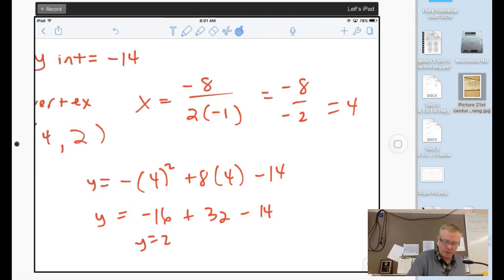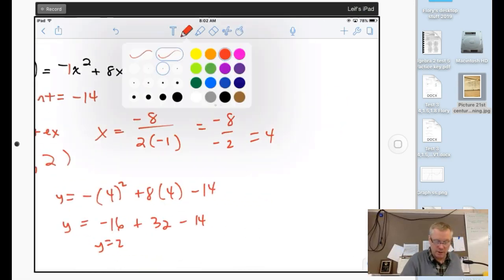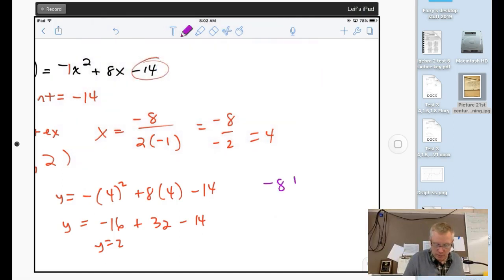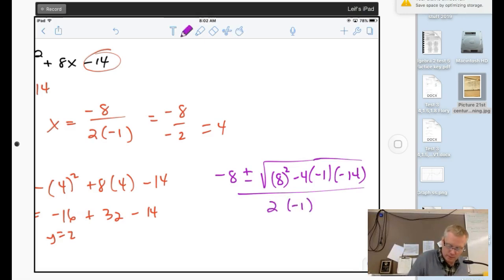So that's the y-coordinate of the vertex. Okay, and once again, I'm going to do quadratic formula with this because there's nothing that multiplies to -14 and adds up to 8. I'll tell you right now. So -b plus or minus the square root of b squared minus 4 times a times c, all over 2 times a is -1. And that's what x equals.